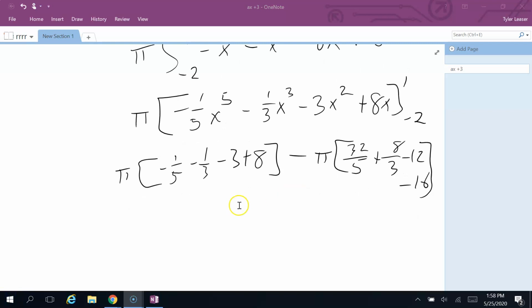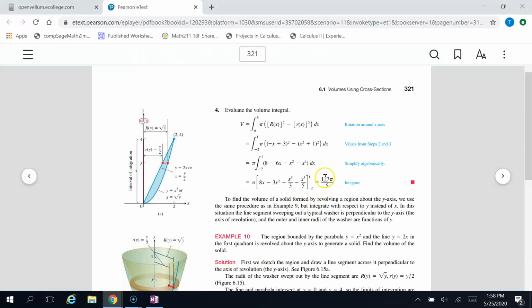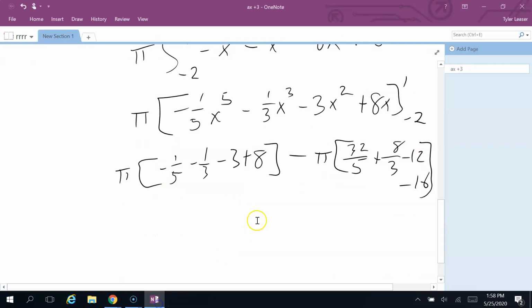Okay, I walked all the way downstairs to go find a calculator, and then I remembered, hey, I have the book opened up. Why even bother? So let me just go to the book. Here's our answer, 117 pi over 5, after plugging all that stuff into the calculator.